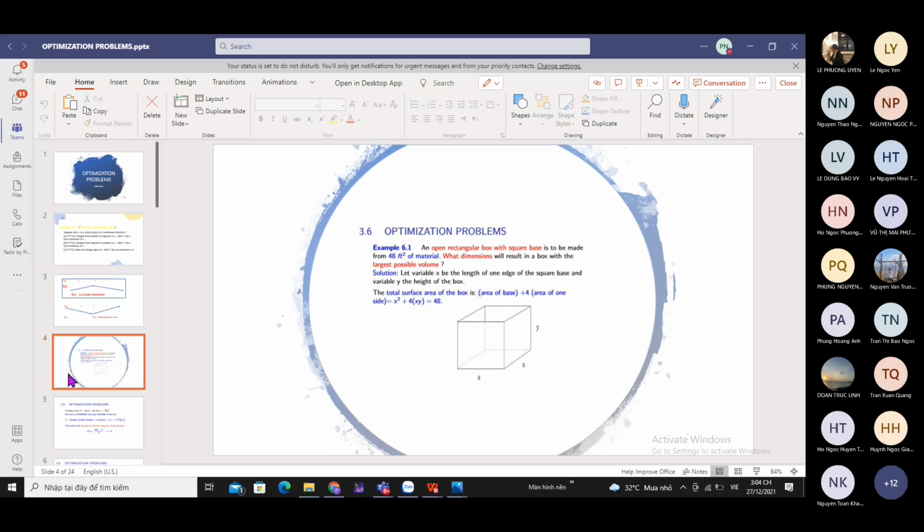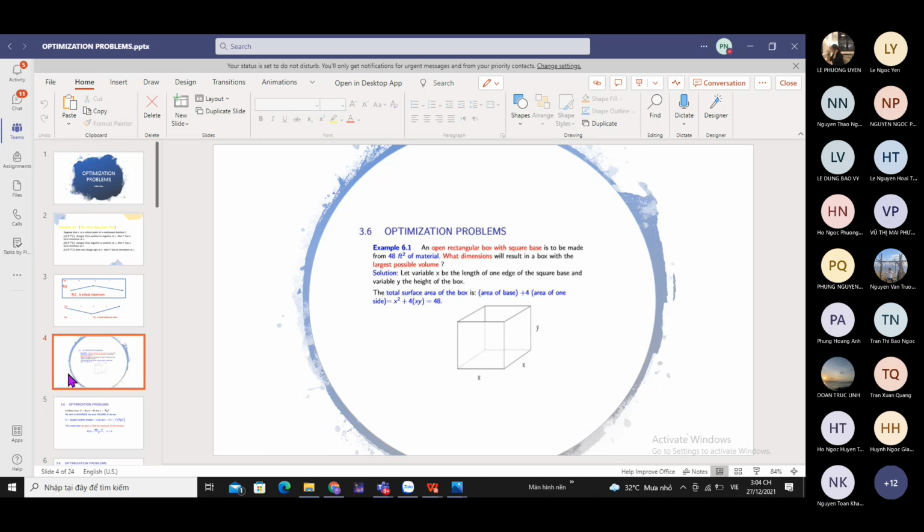All right. Now, how to answer the given questions? What dimension will result in a box with the largest possible volume? Now we introduce two variables. Let x be the length of one edge of the square base. Keep in mind that the base is just a square, and x is the length of the square base, and y here is just the height of the box.